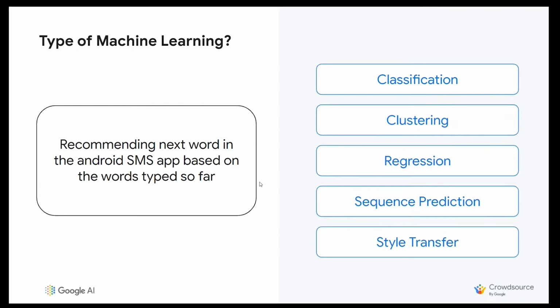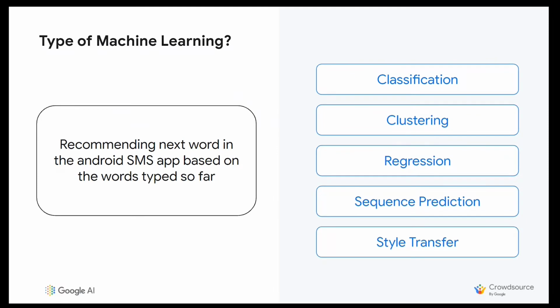Now let's look into how this particular situation is being applied, like what kind of algorithm is being applied. In a few situations you can use multiple types also, so try not to get confused if a particular implementation can use multiple algorithms. So the situation is recommending the next word in the Android SMS app based on the words typed so far. The first option that was told was clustering.